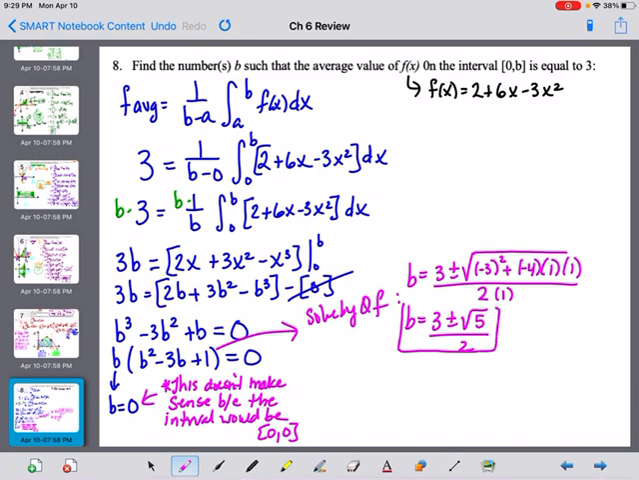Now, if you type those in your calculator, what you find is that both of those actually come out to be positive values, because the square root of 5 is a number less than 3. So both of these are good values. Both are positive. And so those are the answers for number 8. We found the numbers b such that the average value of f of x on the interval from 0 to b is equal to 3.